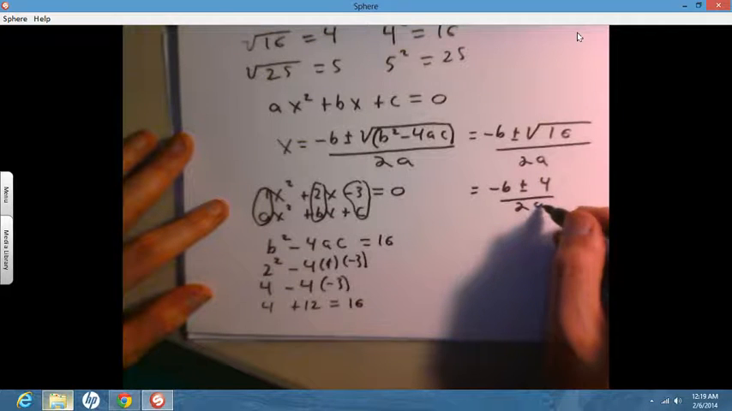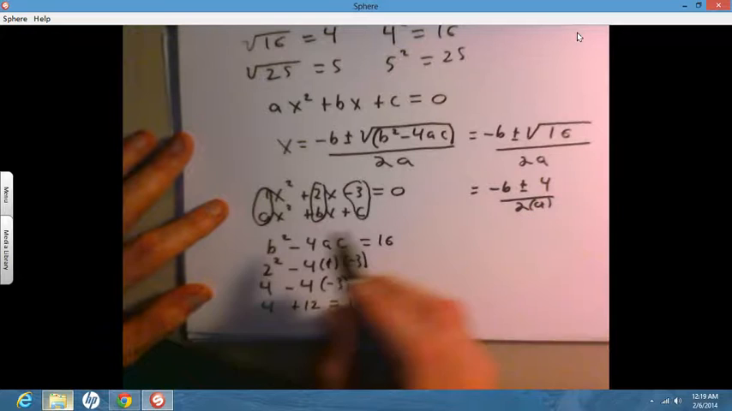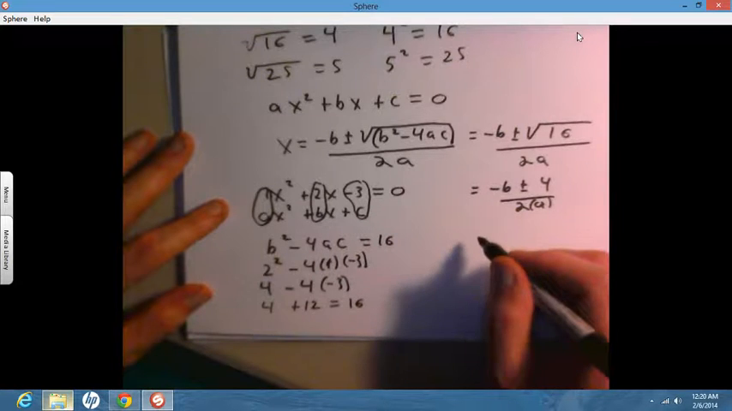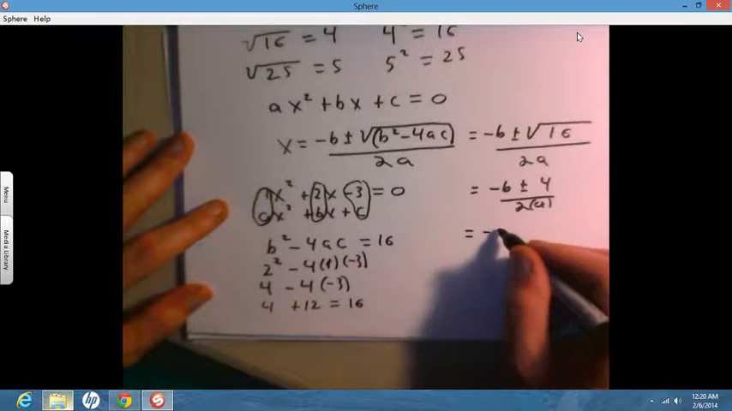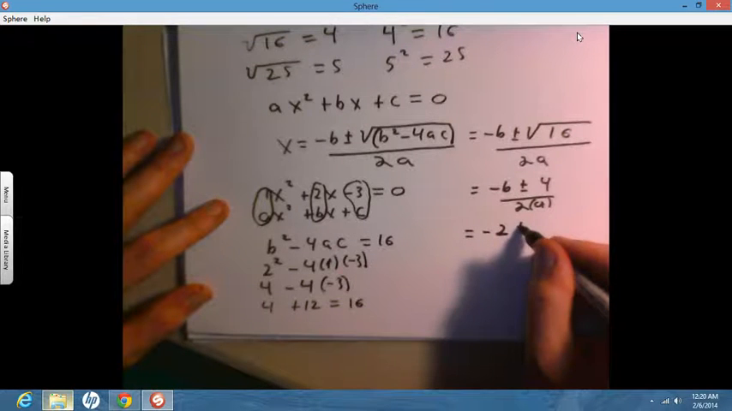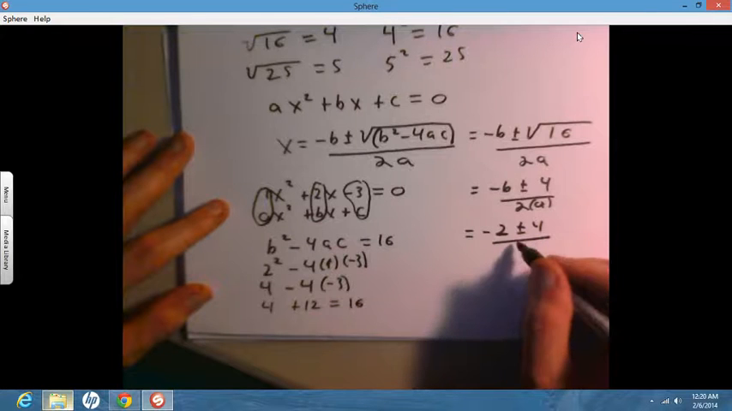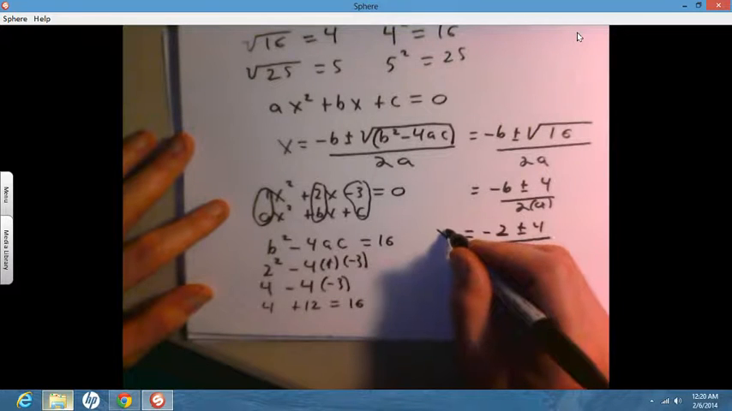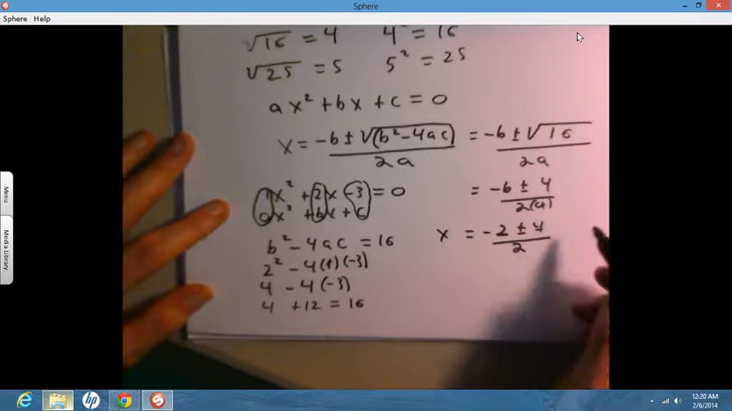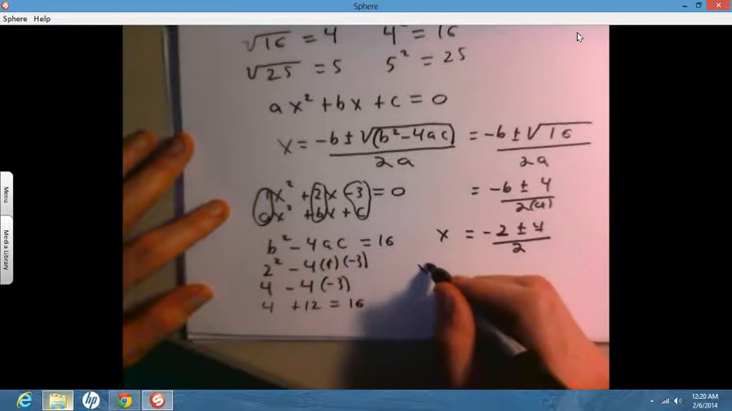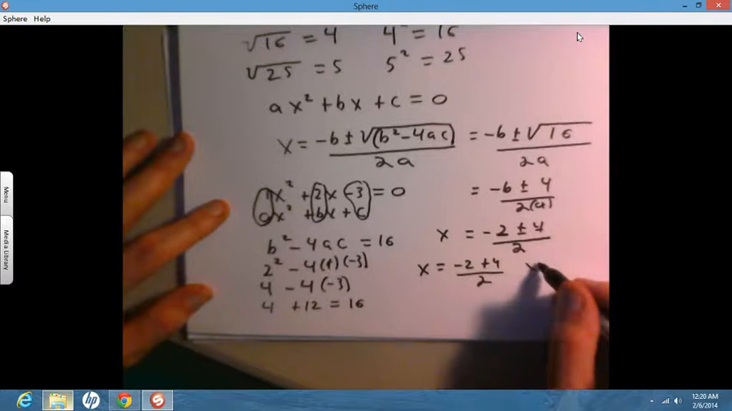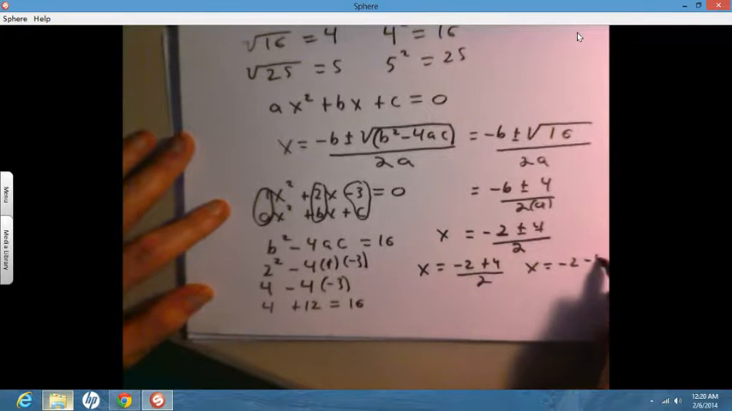Now let's fill in the gaps. I know a is equal to 1 and b is equal to 2. So this is going to equal negative 2, because b is 2, so negative b is minus 2, plus or minus 4 divided by 2. Okay? So x is equal to negative 2 plus or minus 4 divided by 2. So x is equal to negative 2 plus 4 divided by 2, or x is equal to negative 2 minus 4 divided by 2.